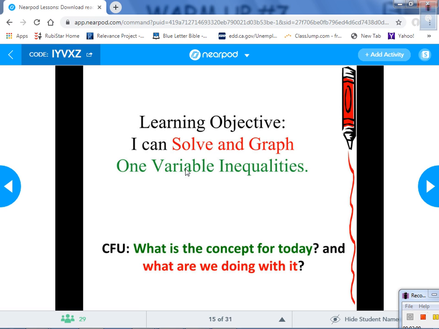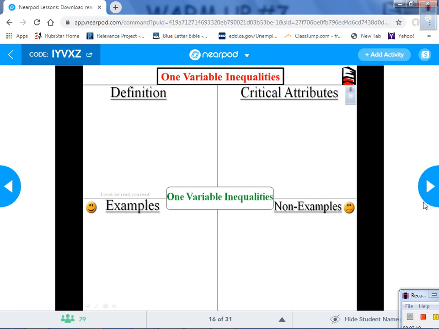I can solve and graph one variable inequalities. Once again, I can solve and graph one variable inequalities. Tell a neighbor the concept that we're on now. One variable inequalities, and that goes in your Frayer model. It goes in your Frayer model. It looks something like this. Okay?